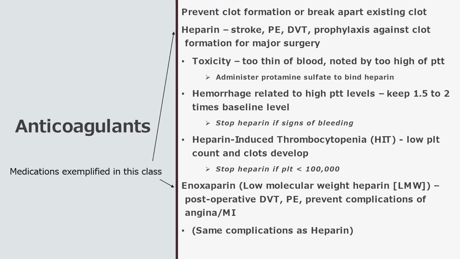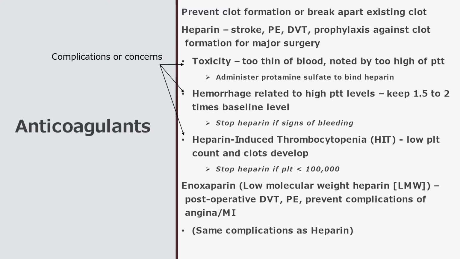Our medications exemplified, so examples of this classification are going to be heparin and enoxaparin. The complications are going to be the bullet point items. So for heparin, we usually use this for stroke, pulmonary embolism, DVT, or prophylaxis against a clot being formed prior to a major surgery. Complications associated with this is going to be toxicity, and so heparin-induced toxicity is going to be when the blood is too thin.